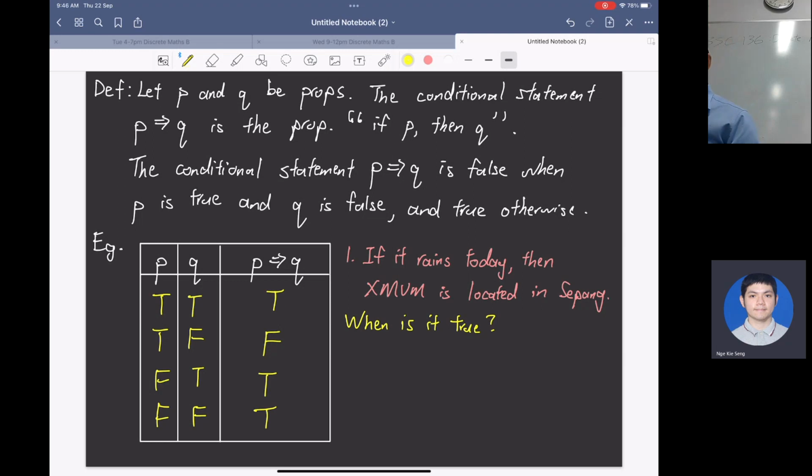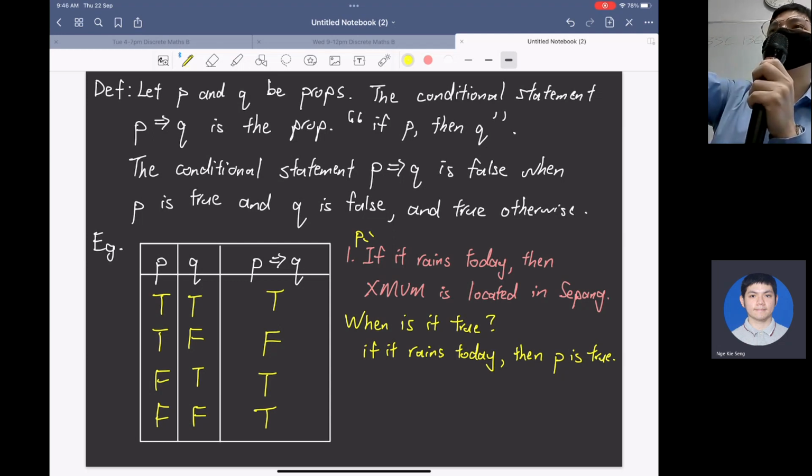So there's one answer. If it rains today, then this statement is true. Let me write this is P. Then P is true. How about if it doesn't rain today? Is it true? Why? Who is saying? I heard someone. Can you say louder?